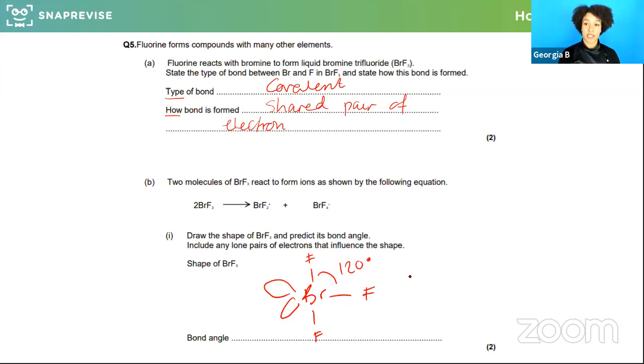You could have said T-shaped. T-shaped was also accepted. So it could have looked like this, with maybe 84, or it could have looked like this with a trigonal planar 120 degree bond angle. So your T-shape can be anywhere between 84 and 90 degrees, anywhere between those.